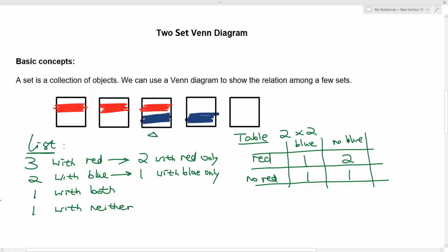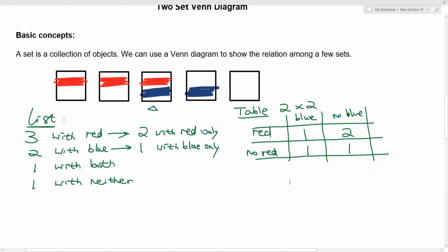So either you use a list or a table, you tell the story. And those are 2 methods before we talk about the Venn diagram. However, the advantage about Venn diagram is that it's very, very direct. It's very, very straightforward. If you learn to use Venn diagram, it's a very powerful tool.